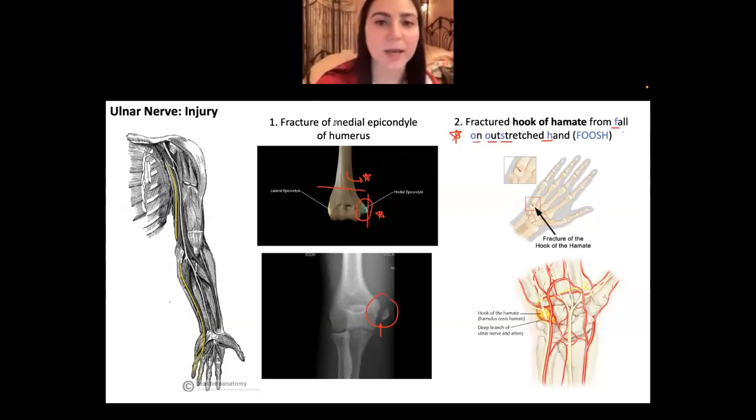So imagine you're walking. A lot of the times it's older people. You're walking, you trip over something and you put your hands out to break your fall. A lot of the times that can fracture your hook of hamate. And your hook of hamate is this little hook, which I can't even feel on me, but apparently it's there.